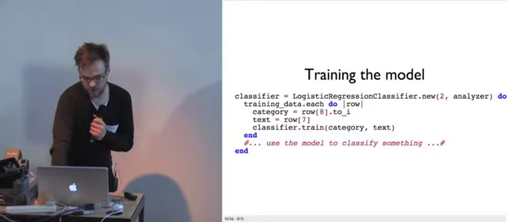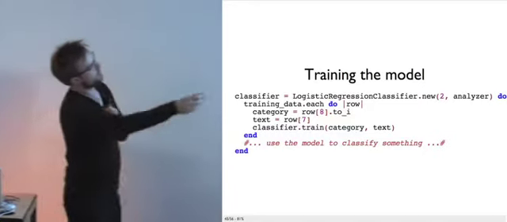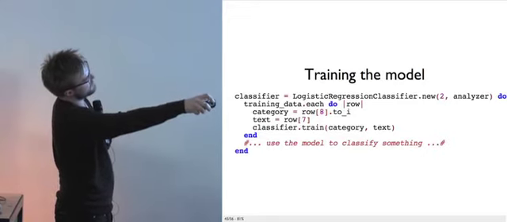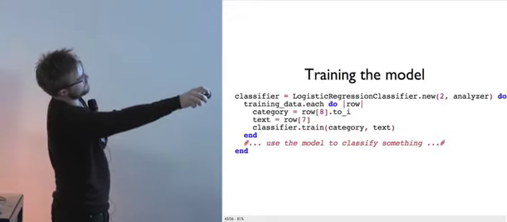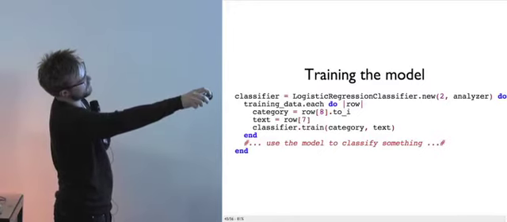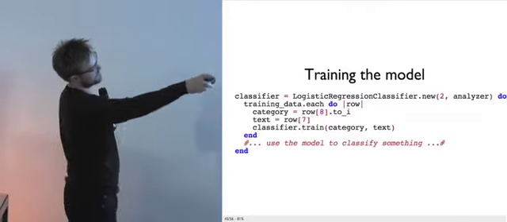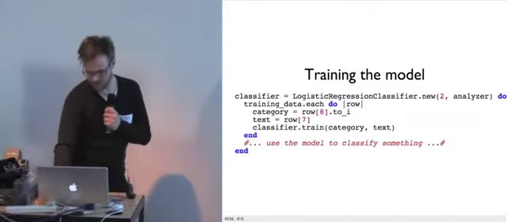So from that, we can then train the model. You create our new logistic regression classifier, which has two classes. It's either yes or no, and you pass in that analyzer we just made. And then for each one, you just go through your training data, which in this case is a big sort of two-dimensional array, get the text and the category, and train the classifier. And then after that's done, we can use it, we can test it out.